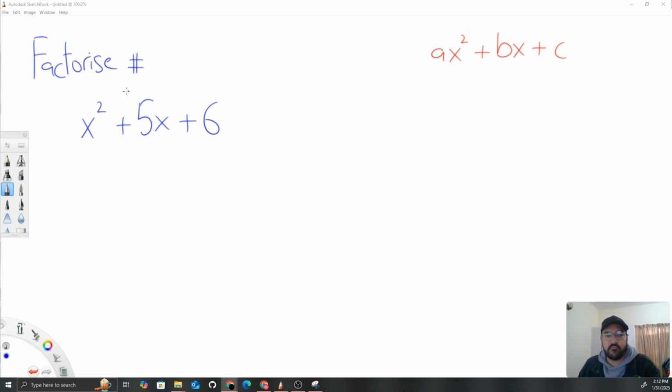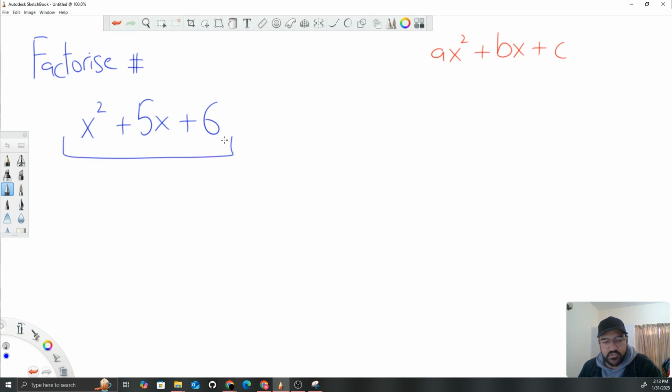Alright, so today we're going to learn how to factorize quadratic expressions. First, let's start with an easy question: x squared plus 5x plus 6. We have to factorize this. So first of all, what is factorization? In factorization, we write this whole expression as one term, and in that term there are going to be some brackets multiplying with each other.